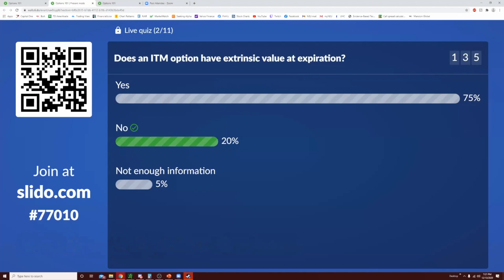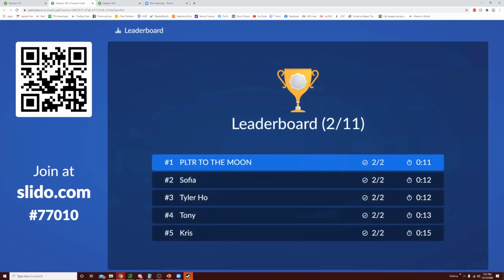The correct answer is actually no. An in the money option does not have extrinsic value because extrinsic value is made up of, as we said, time value and volatility, which don't matter. At expiration, what only matters is the intrinsic value, which an in the money option does have. That was a tough one. Looks like a lot of you didn't get that right. Palantir to the moon got it right, with a total time of only 11 seconds. Good job. You're in the lead.